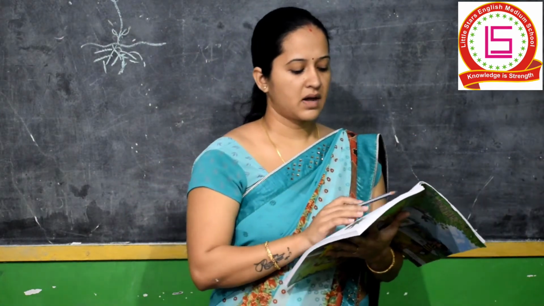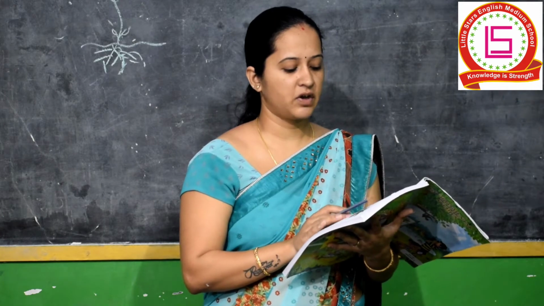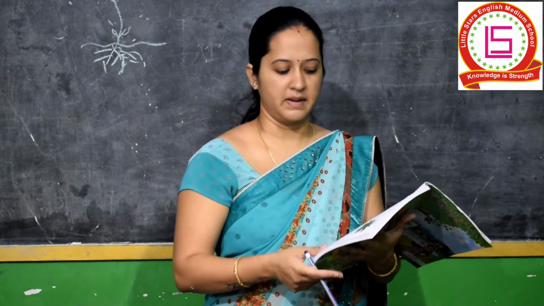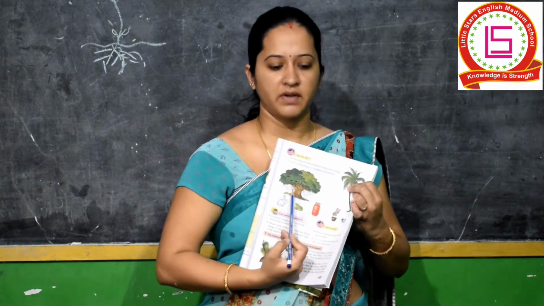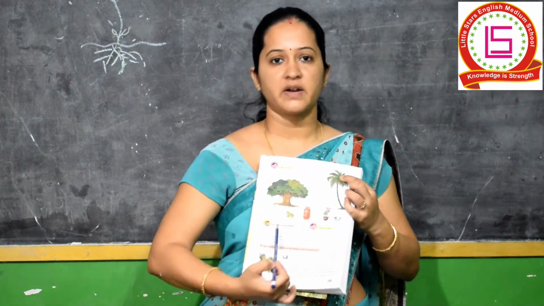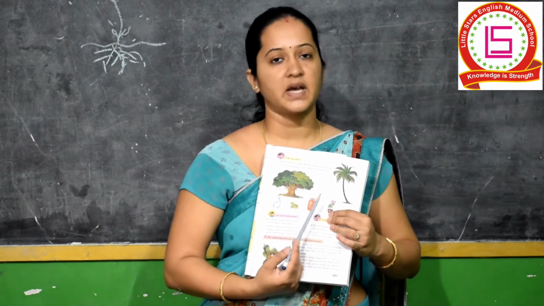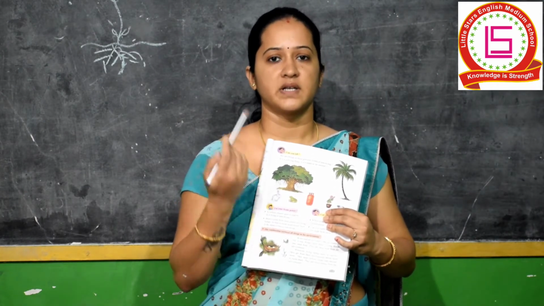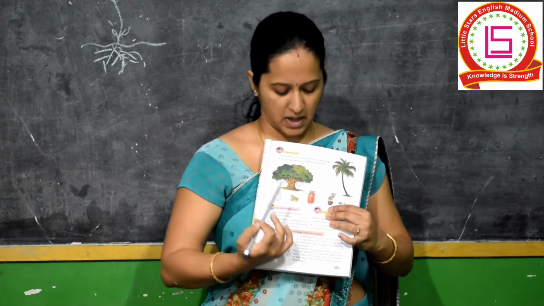Can you tell, are these things in the pictures living or non-living? If it is a living thing, is it a plant or an animal? See the picture given here. You have to tell from this which one is a living thing and which one is a non-living thing. And if it is a living thing, what is it? Is it an animal or is it a plant?